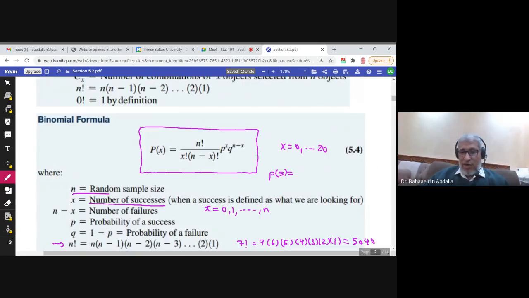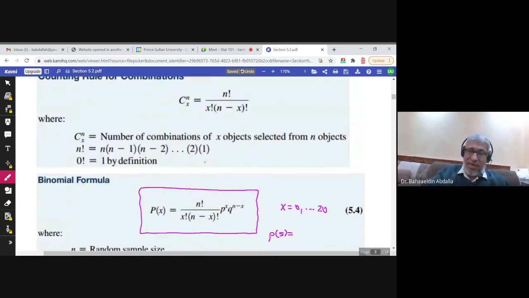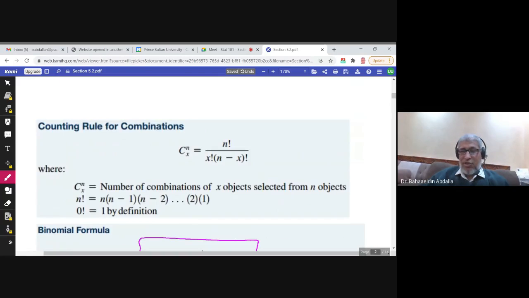So N factorial over X factorial times N minus X factorial is denoted by NCX. What is NCX? We call it a combination. It is the number of ways of choosing X objects from N objects, the number of selecting X objects from N objects.